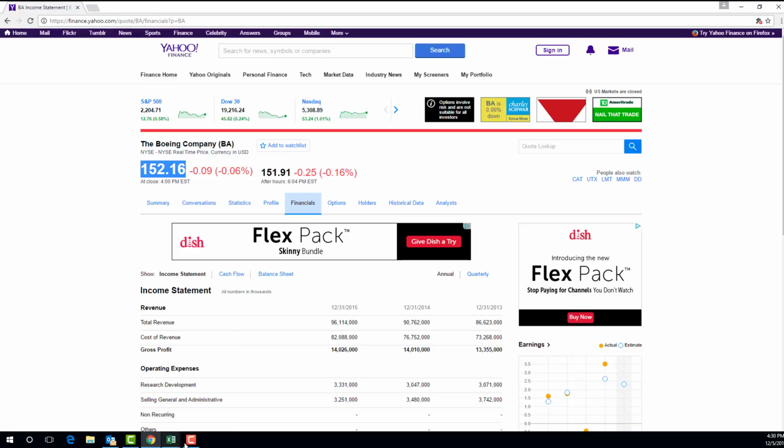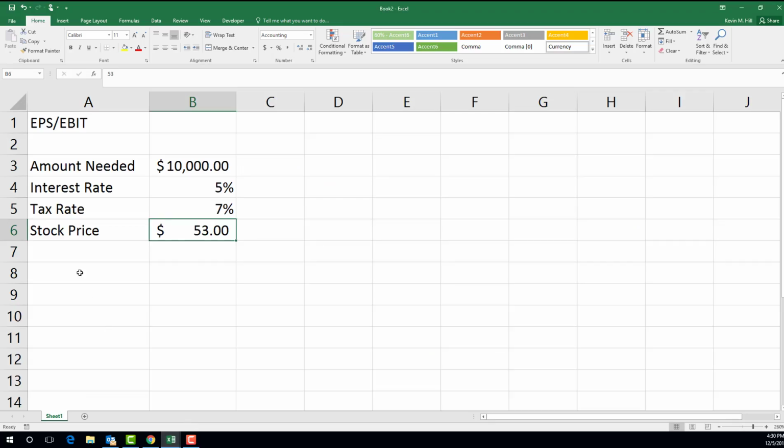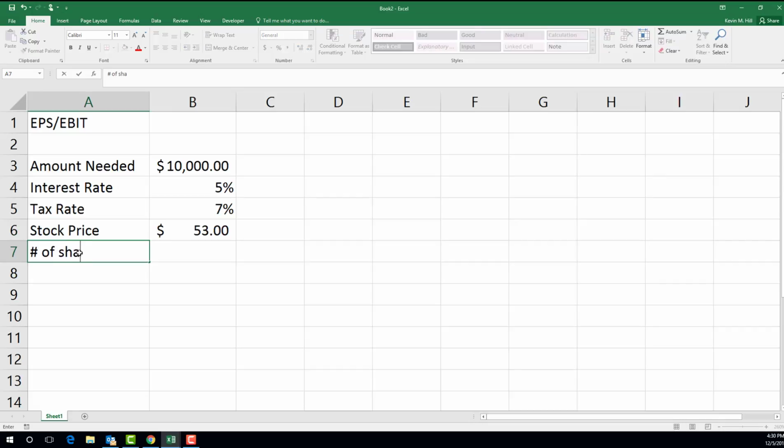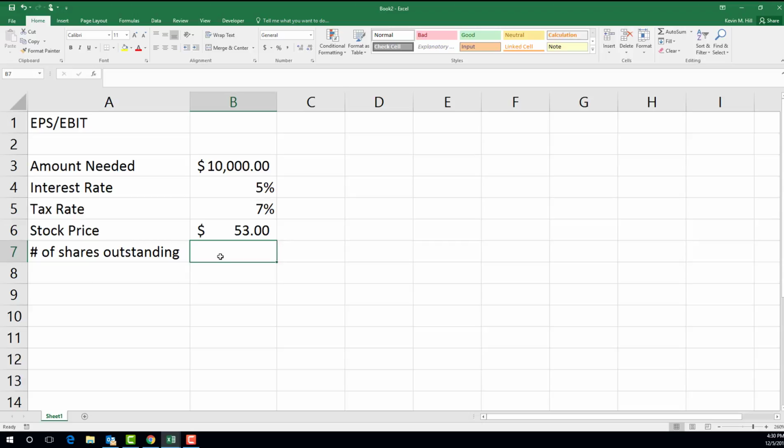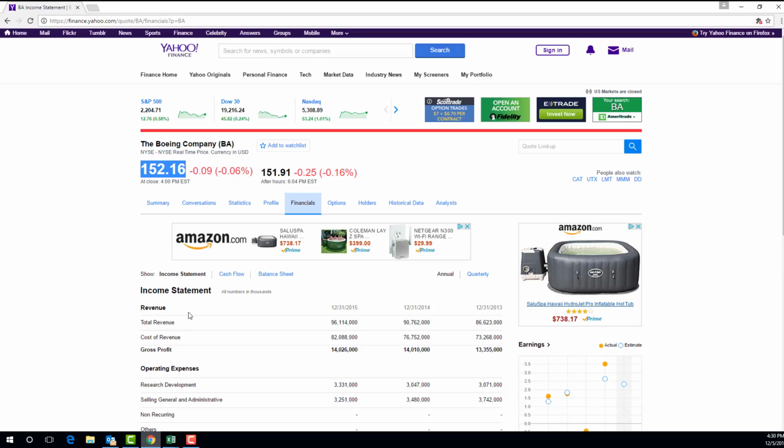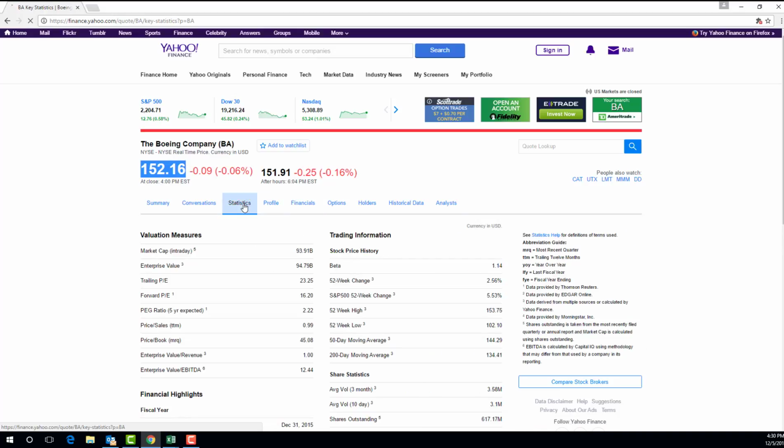And number of shares outstanding. So as you can see from the book, number of shares outstanding, move this over just a little bit. That's 826 million shares. Once again, where do you get that number? Well, I'm going to go back here to Yahoo Finance. And you can see I'm in financials. I'm going to hop over here back to statistics.